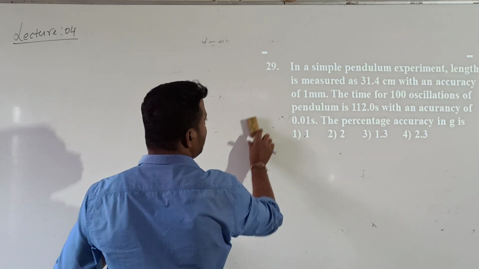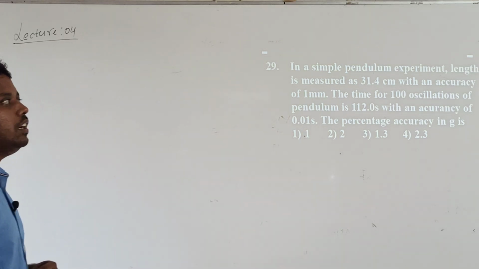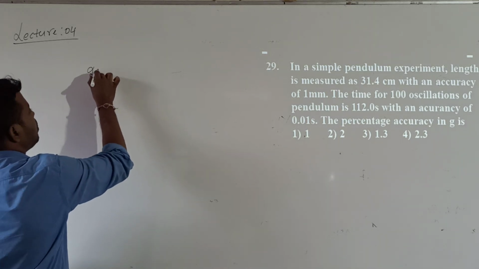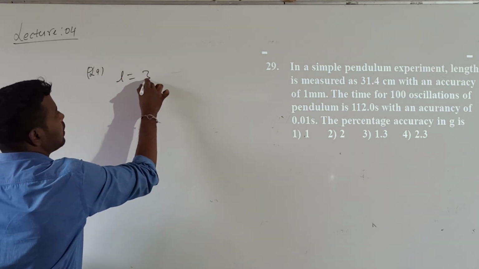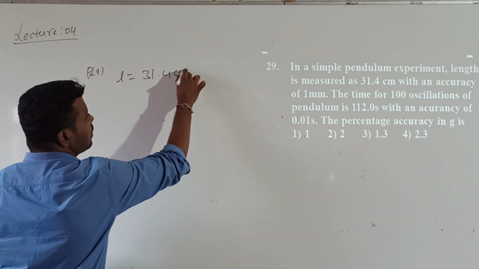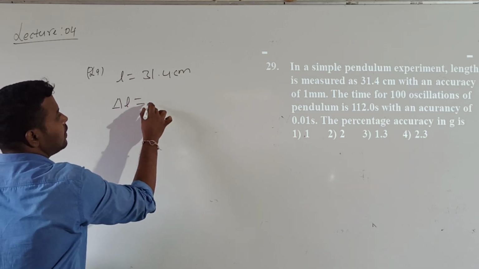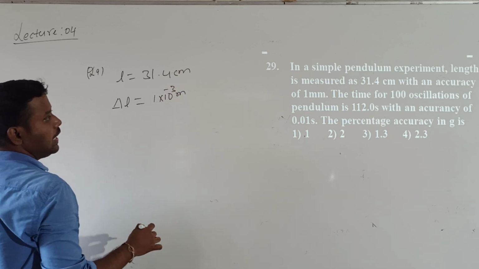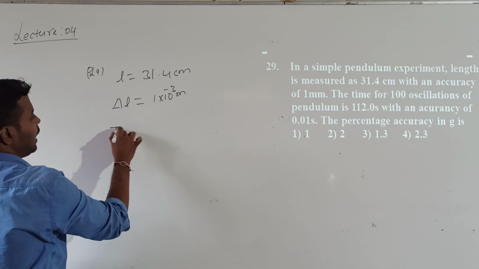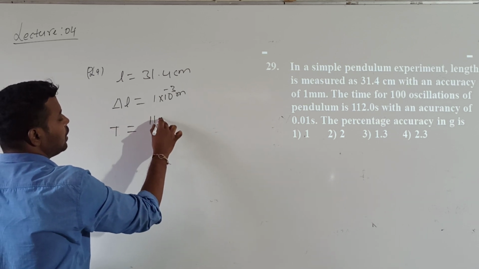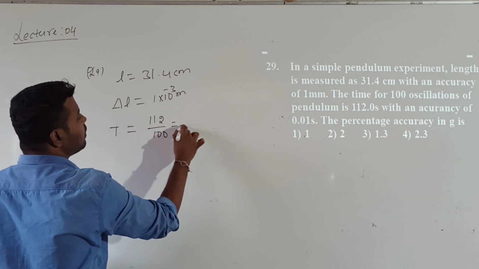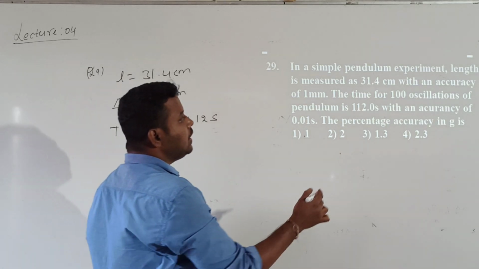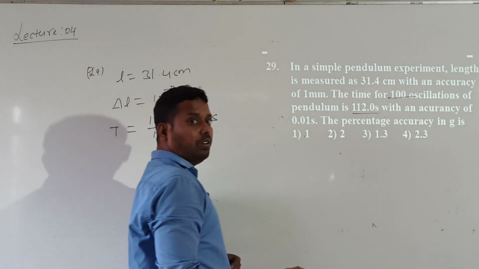So what is this question number 29? In a simple pendulum experiment, the length L is measured as 31.4 centimeters. The accuracy given, delta L, is 1 mm, that is 1 into 10 to the power of minus 3 meters. The time for 100 oscillations is 112 seconds. What is the time taken for one oscillation? 112 divided by 100, so 1.12 seconds. That is the time period. They gave the time for 100 oscillations, but we want the time period.